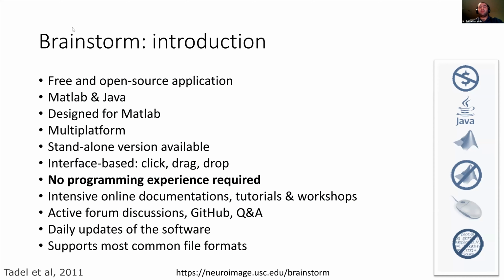So first, what is Brainstorm? Brainstorm is one of the software packages which are open source and free for the user, for the neuroscience community, to model EEG, MEG, and all the neurophysiological data. It's based on MATLAB and Java. It's multi-platform, so you can use it also if you don't have MATLAB. MATLAB is a problem for a lot of people right now, but Francois, the main person in charge, was able to make it work without any MATLAB license.